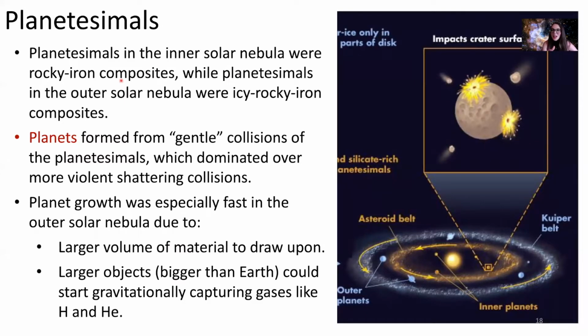These planetesimals, these baby planets, in the inner solar nebula, the inner protoplanetary disk, were rocky iron composites for the reasons we already talked about, while planetesimals in our outer solar system were icy, rocky iron composites. Icy because you're further out from the sun, it's a little bit colder out there.